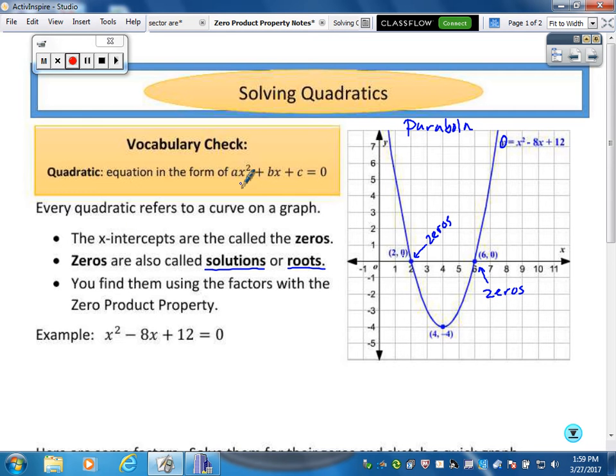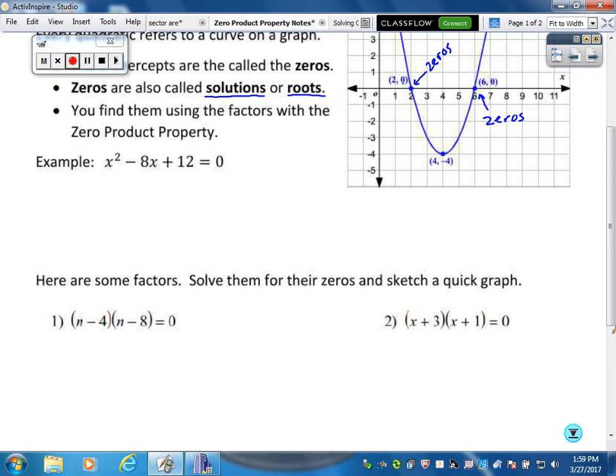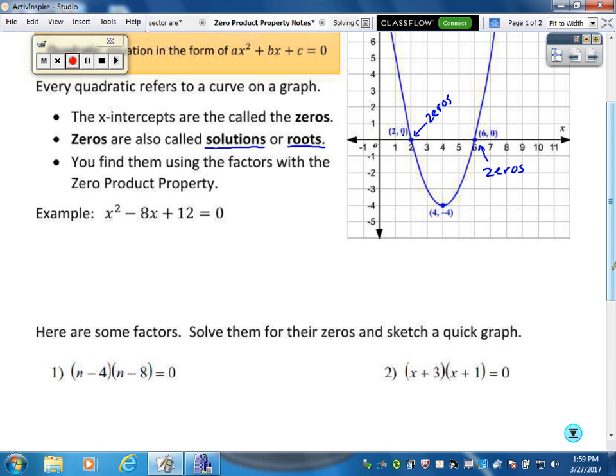You can find them using the factors with the zero product property. So I'm going to factor this in one all the way and show you how you would do it from scratch. And then below that, we're just going to practice them already factored and turning those factors into the solutions, into those zeros. So here's what you got to do.